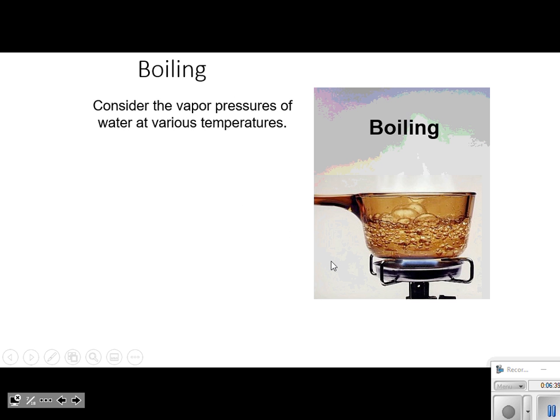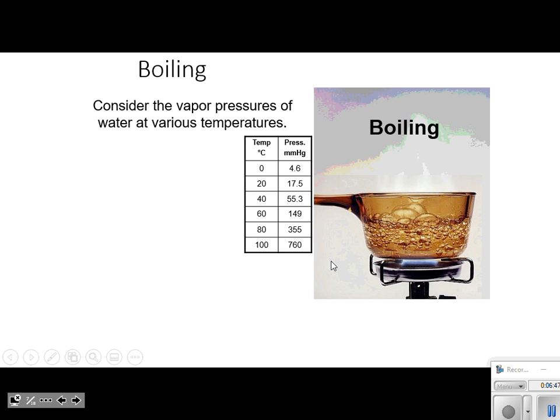Now, when we're looking at boiling, consider the vapor pressures of water at various temperatures. It might be hard to read if you're in the back. At 0 degrees Celsius, the pressure is 4.6 millimeters of mercury. At 20 degrees Celsius, 17.5. At 40 degrees Celsius, 55.3, and so on. If you get to 100 degrees Celsius, the pressure is 760 millimeters of mercury.